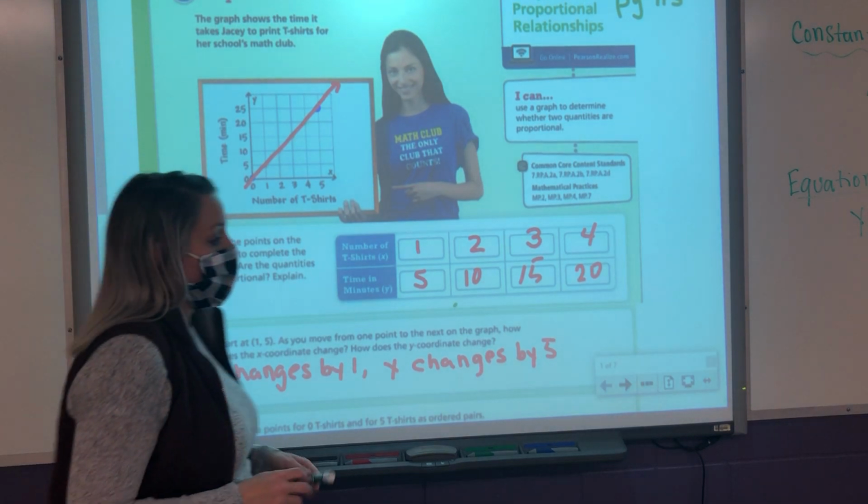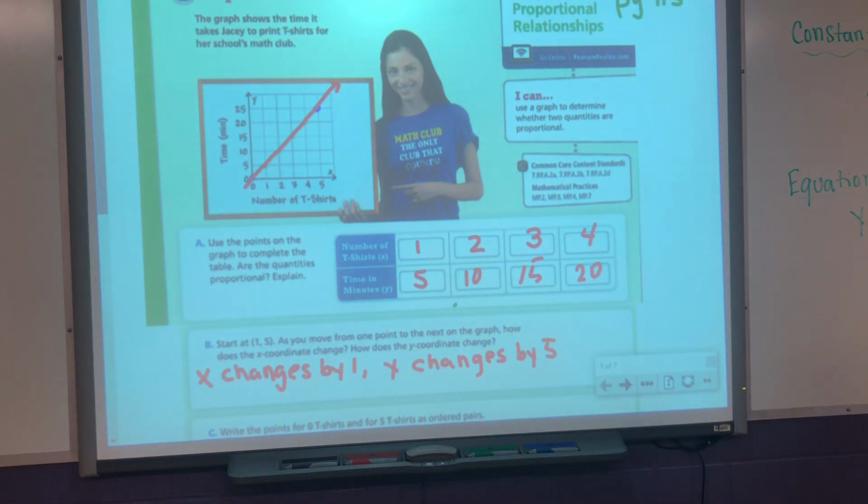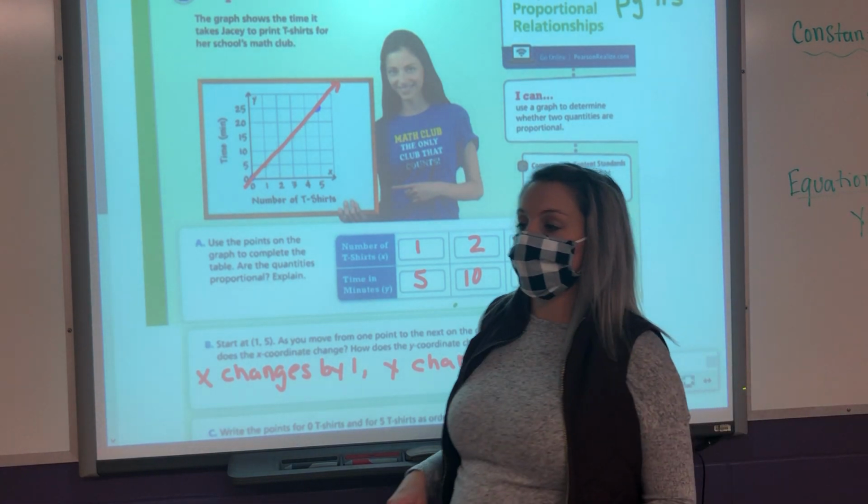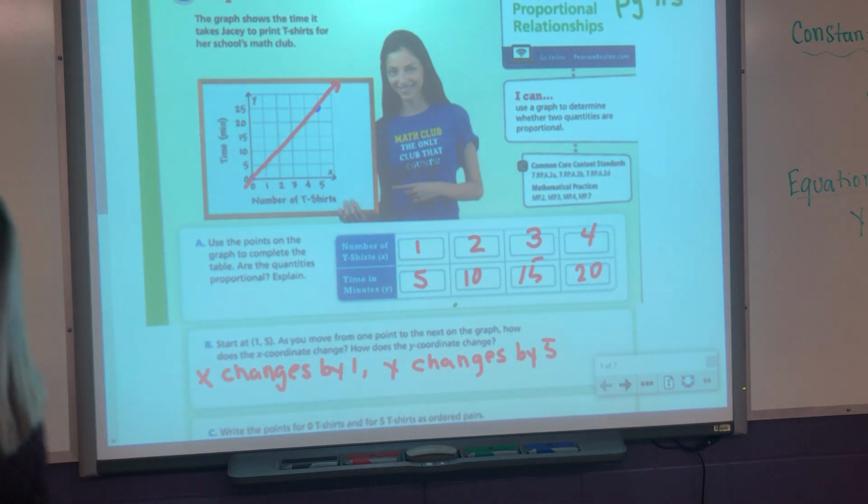Okay? So things that we know, constant of proportionality, k equals y over x. Equation of proportionality, y equals kx. And then for a graph to be proportional, it has to be a straight line and go through the origin. If it doesn't meet those two criteria, it's non-proportional. That's for your graph.